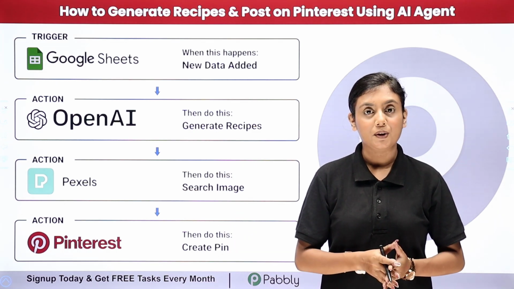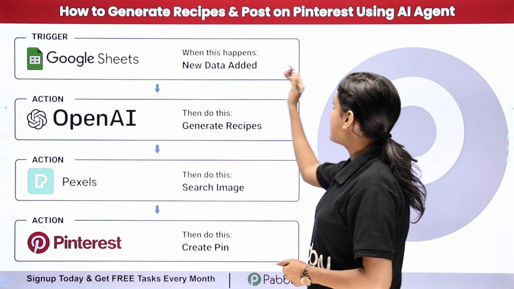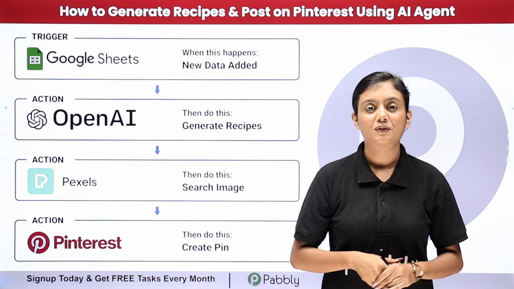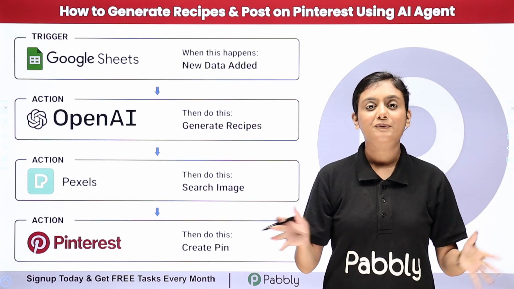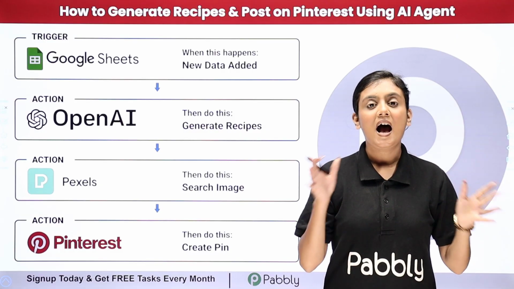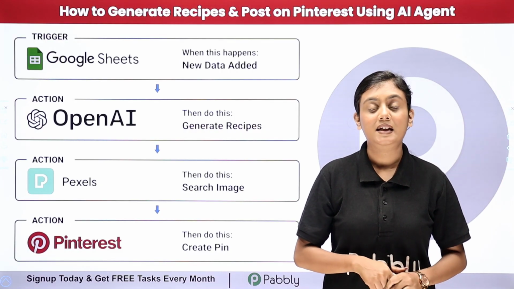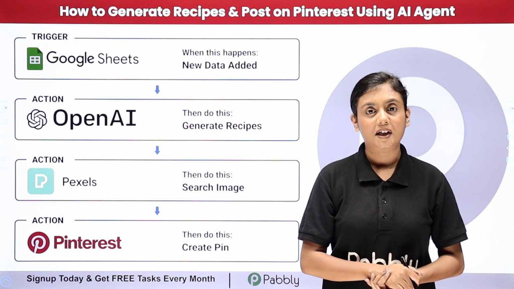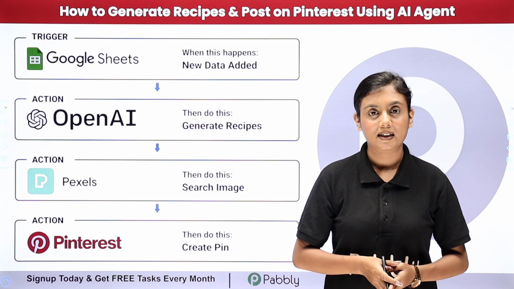In this video, we are going to learn how to generate recipes and post on Pinterest using an AI agent. So I am an owner of a food blogging business and every day I have to create a new Pinterest pin of a new recipe and image and post it, and doing this manually is very time consuming and hectic. So to solve this problem, I have created an AI agent using Pabbly Connect.